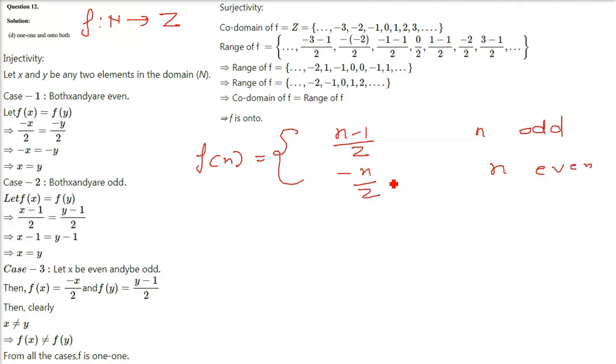N is even, minus n by 2. Okay. So the options are given, but let me tell you the answer. Answer is D. D is 1-1 and onto both. How do we get 1-1 and onto both? So let us take it step by step. So there will be multiple cases as we did in the previous questions.